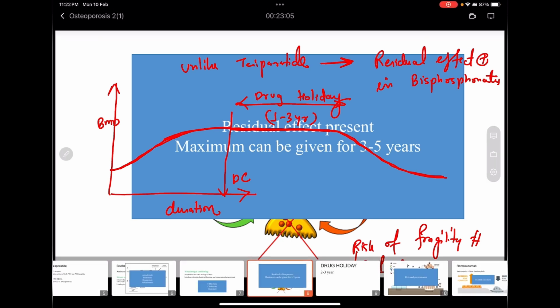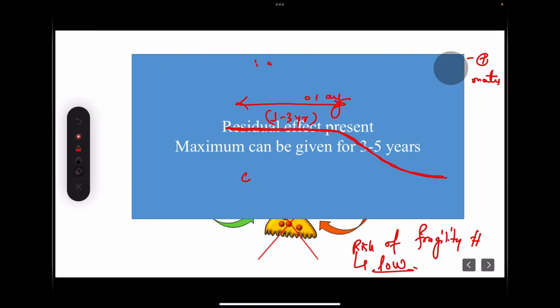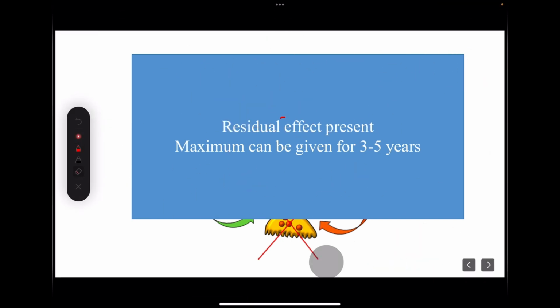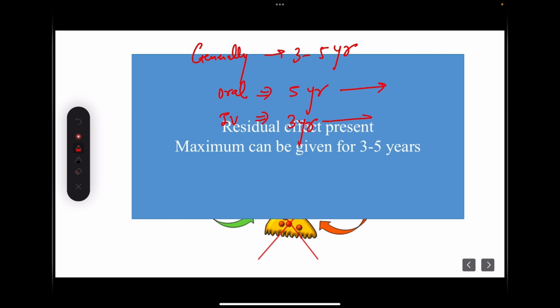And the maximum duration for which we can give bisphosphonates is something we should discuss. Generally they are given for 3 to 5 years. Oral drugs for 5 years, IV for 3 years, but you can extend it up to 10 years maximum for high risk patients. What high risk patients are, we will be discussing in subsequent slides. And for IV drugs, maximum you can give it up to 6 years, again for high risk.